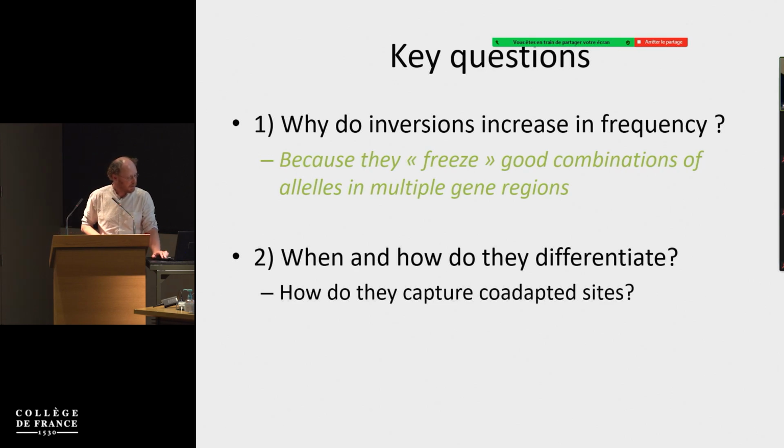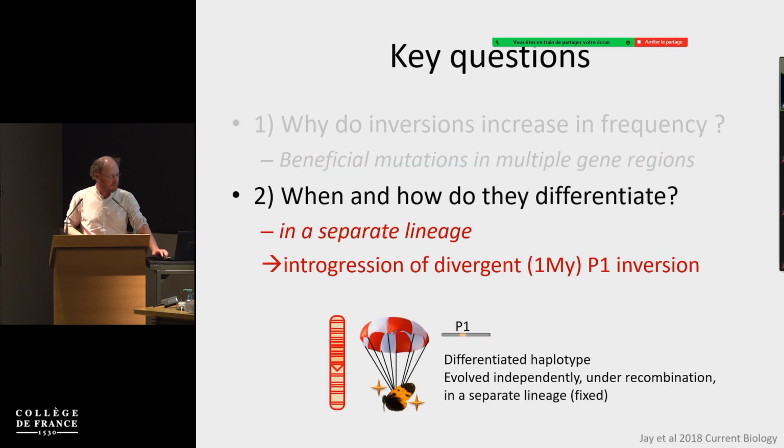So how do they differentiate? I'm not going to dwell on that. We've seen a few years ago that this inversion polymorphism was initiated through the introgression of an alien inversion coming from a species where the inversion is fixed, and then introgressed, initiating the polymorphism. The introgression occurred about 1 million years after the speciation between those two species. So there was already at least 1 million years of independent evolution of the inverted and standard regions, probably allowing some differentiation to build up already. And then there's been 2 million years of evolution since then, with probably accumulation of mutations.